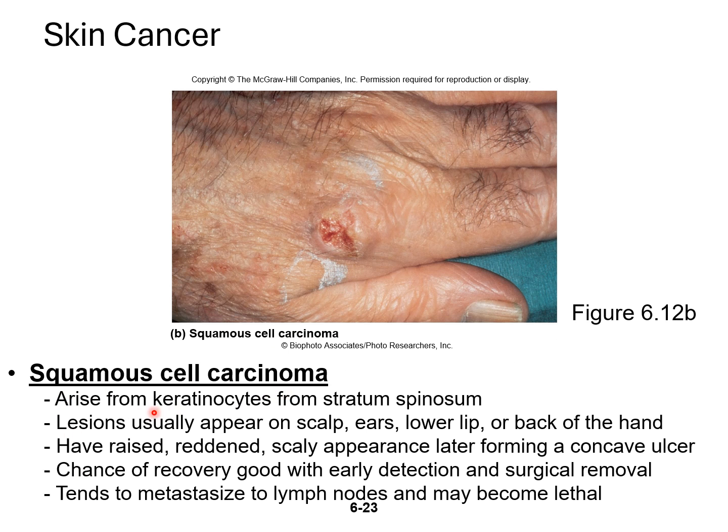Squamous cell carcinoma arises from keratinocytes in the stratum spinosum. There are lesions on the scalp, ears, lower lips, back of the hand. Raised, reddened, scaly appearance, later forming a concaved ulcer. If you catch these early, they can be surgically removed, no problem. But these do tend to metastasize to lymph nodes, and if they go to the lymph nodes, they can go to other parts of the body and become extremely lethal and fatal.